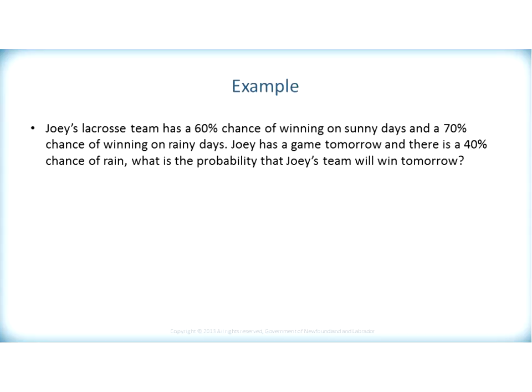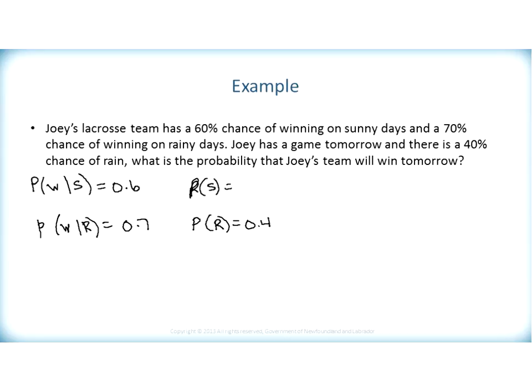Well, the probability of Joey's team winning when it's sunny is 60%. The probability of Joey's team winning when it's raining is 70%, or 0.7. The probability that it will rain tomorrow is 40%. Therefore, the probability it will be sunny tomorrow is 60%.